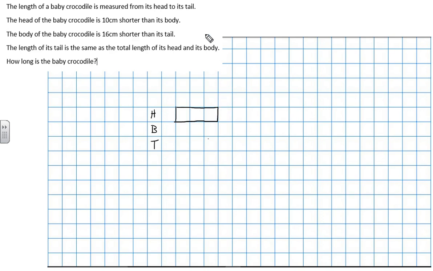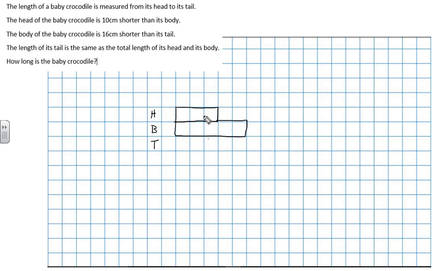Now, what we know is the head of the baby crocodile is 10 centimetres shorter than its body. So I know that this block is going to be shorter than this block. Okay, so I'm going to make this one longer. And so this is again an unknown value, and I've just made a sort of guesstimate as to how much bigger it would be. It doesn't matter as long as it's larger than the head.